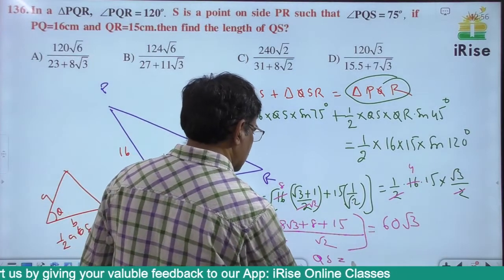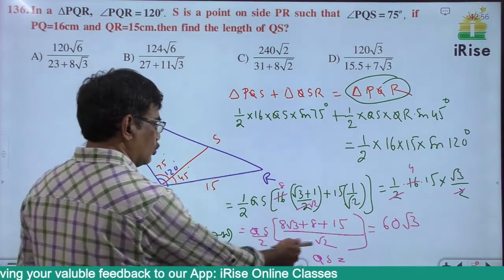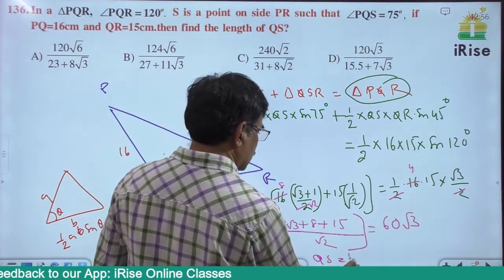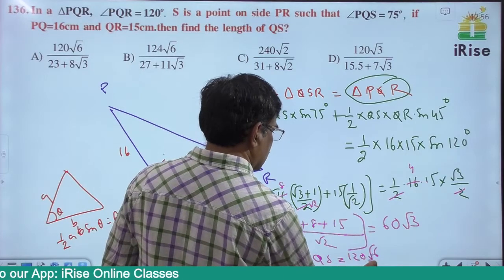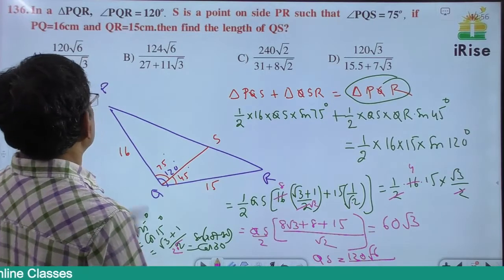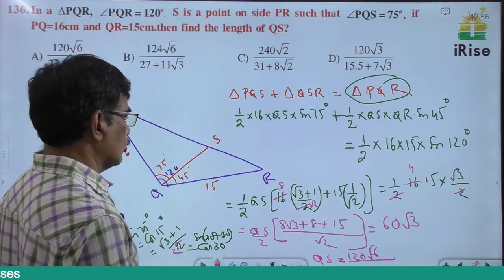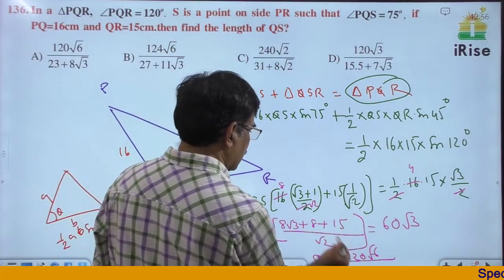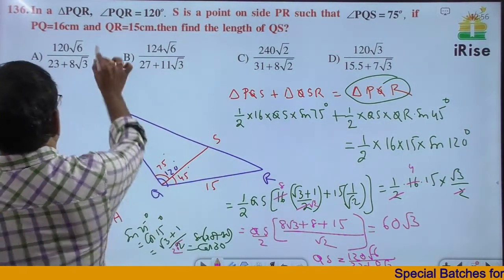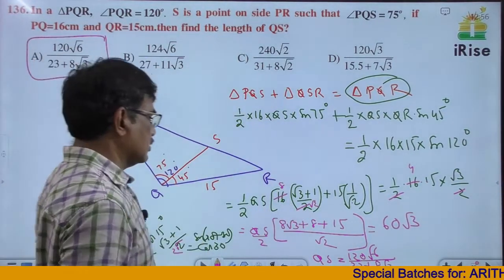Therefore, QS is equal to 2 root 2 into 60, 120 root 6, since root 3 into root 2 is root 6. 120 root 6 is the numerator. The denominator is 15 plus 8 is 23, plus 8 root 3. So 120 root 6 by 23 plus 8 root 3 is the answer for QS.